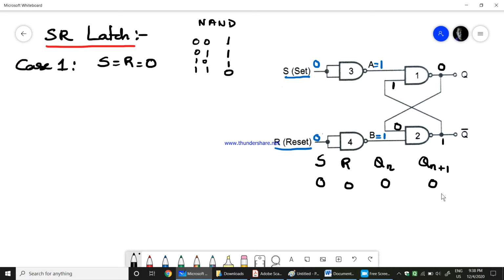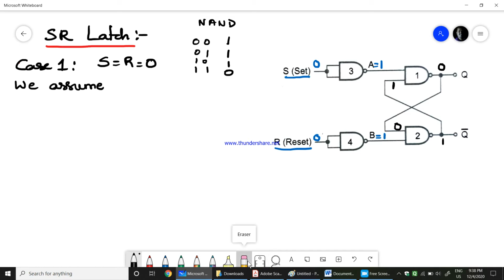Okay, now I'll write under that, case 1: S equals 0, R equals 0. The first thing which we need to write is, due to S and R equals 0, A and B will be equal to 1. Due to S equals R equals 0, A equals B equals 1.